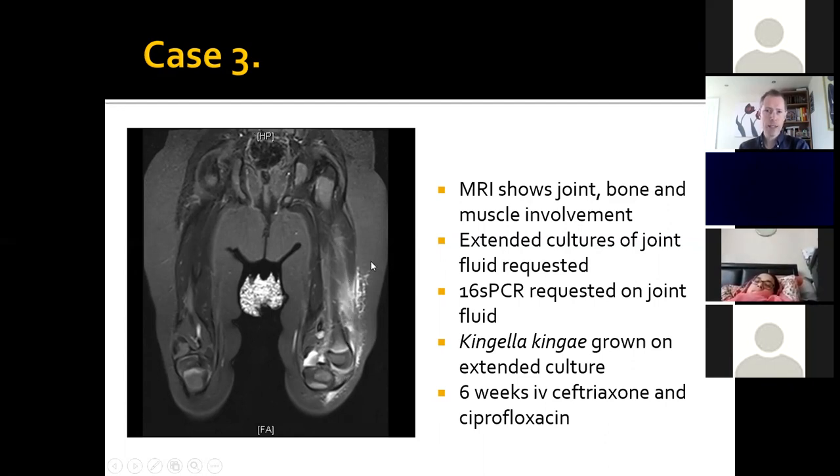And speaking to microbiology was to ask them if they would do some molecular testing and some extended cultures of the joint fluid. And indeed, on extended culture, an organism called Kingella kingae grew in the joint fluid culture. And this child overall received 6 weeks of treatment in the end with ceftriaxone and ciprofloxacin, and that was because of having both septic arthritis and osteomyelitis.